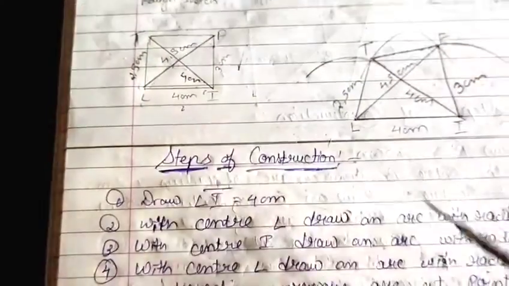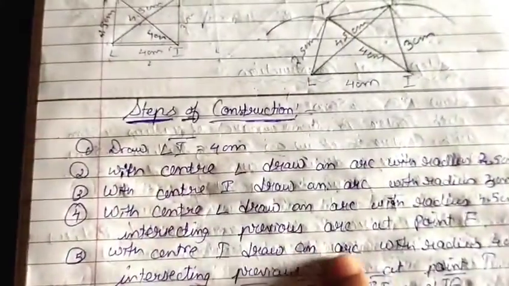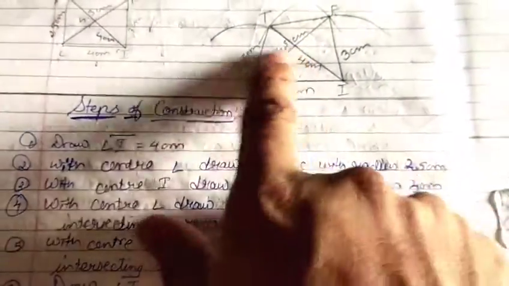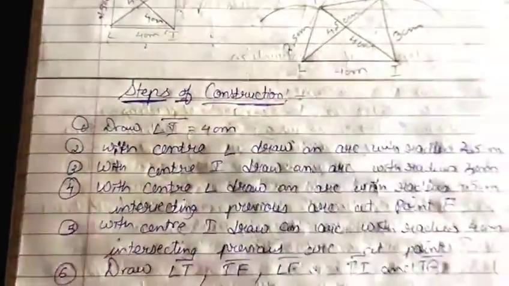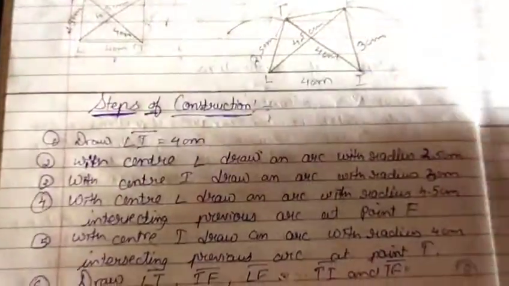Now after doing this, write down the statement first. With center I, draw an arc with radius 4 centimeter. We had taken 4 centimeter. Intersecting the previous arc, it intersects the previous arc at point T. Now everything is done. We got the two connecting points. Now one by one, whatever is left you write down.